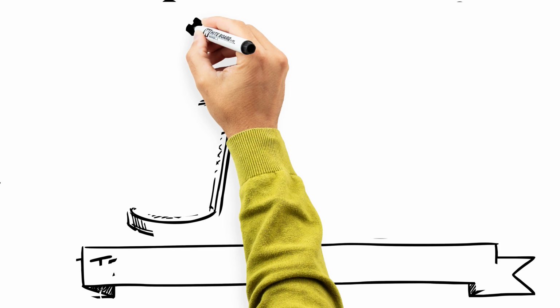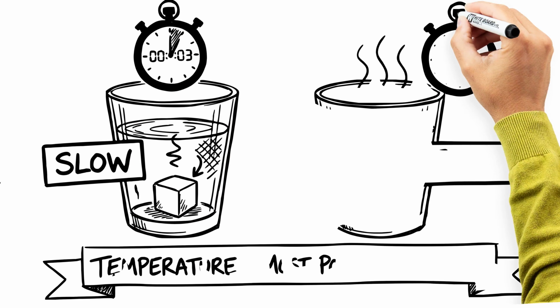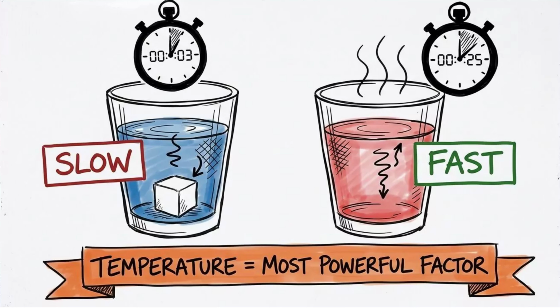Real example. A sugar cube in cold water. Stir it for ages, barely dissolves. Same cube in hot water. Gone in seconds. Temperature is the most powerful factor affecting dissolving rate. This one first.